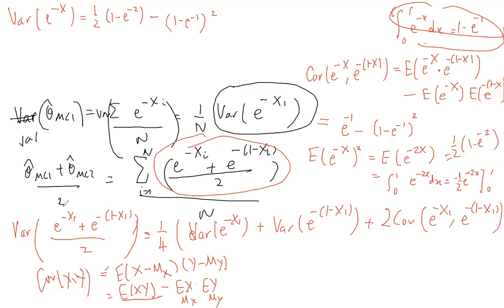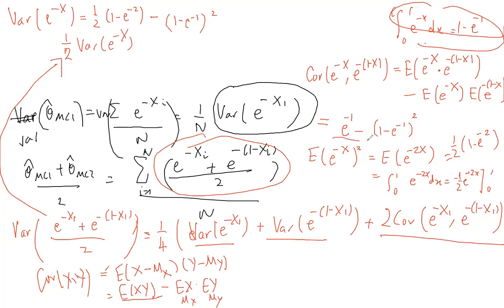So then finally, this whole thing here, you can work out the algebra, right? So this will be 1/4. So basically, these two variances are the same. So basically, you get half of variance of this, then plus twice of the covariance, right? So that is this part, okay? Plus twice of this.